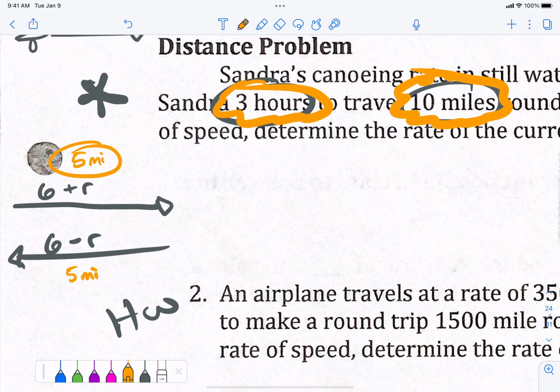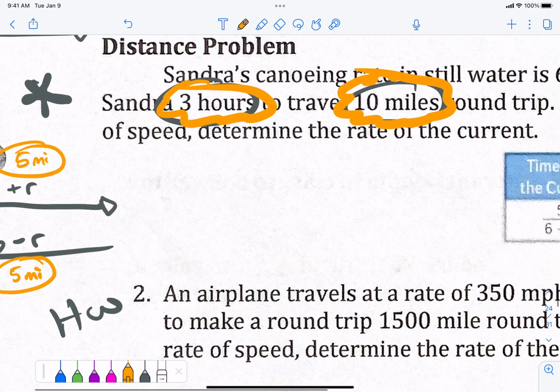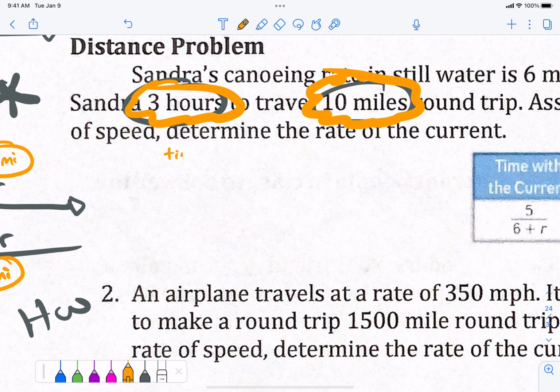So even though it's 5 miles and 5 miles, going and coming back might not necessarily be split in half, right? 3 and 3 or 1.5 and 1.5, okay? But we know that the time going plus the time coming back is equal to 3, right? The time going there and the time coming back is equal to 3. Got it? That's added together.